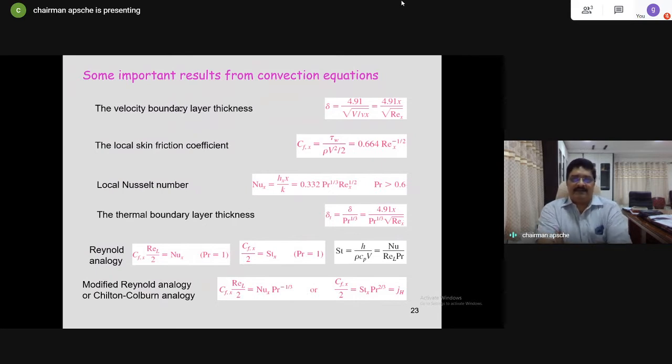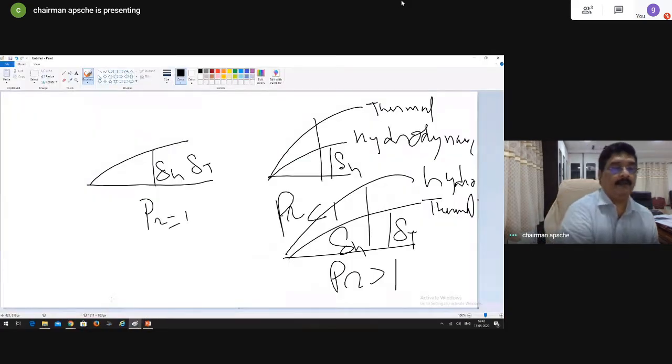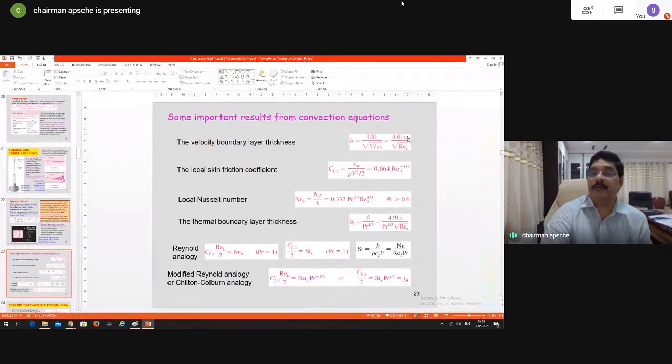So the first one, delta H, the hydrodynamic boundary layer thickness, is 4.91x divided by under square root Re_x. What do I mean by x? At any given location. Delta is different at different x values. Whatever x you want to calculate at, you can use it, and the Reynolds number also you should calculate only for that x distance.